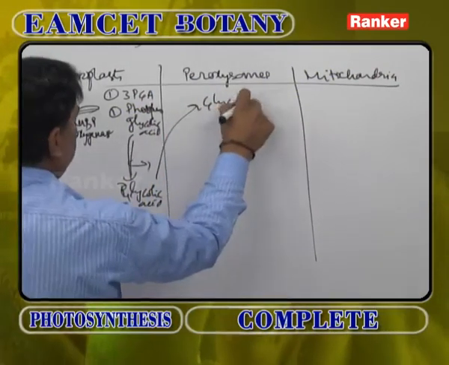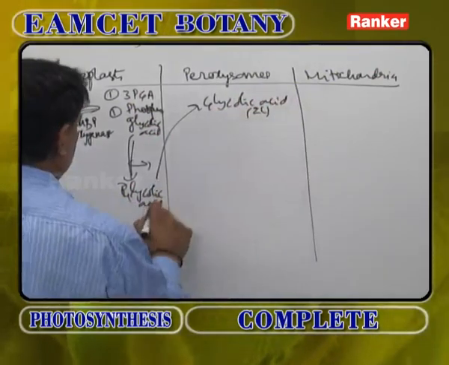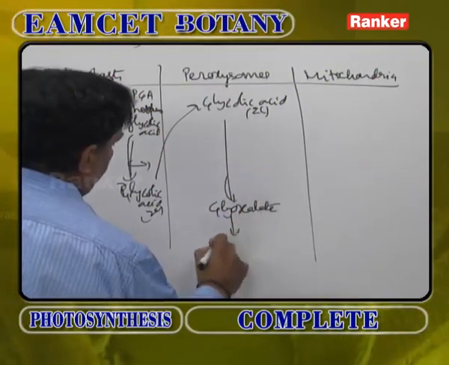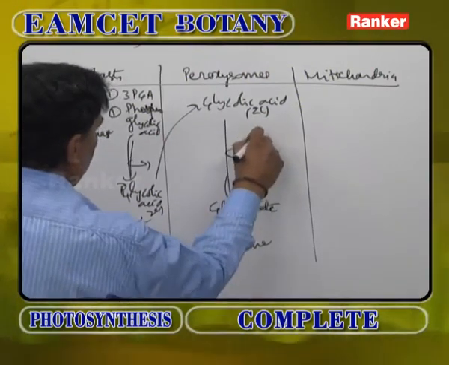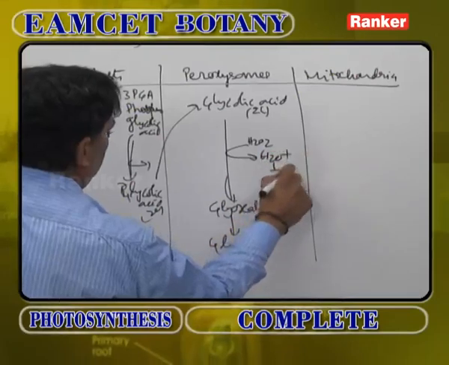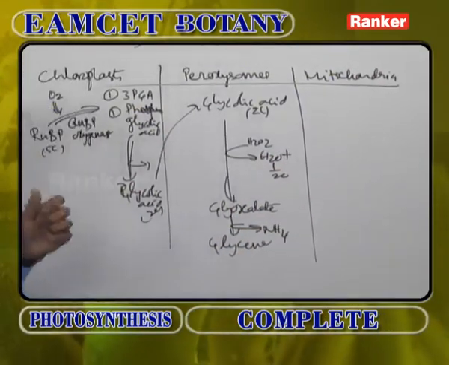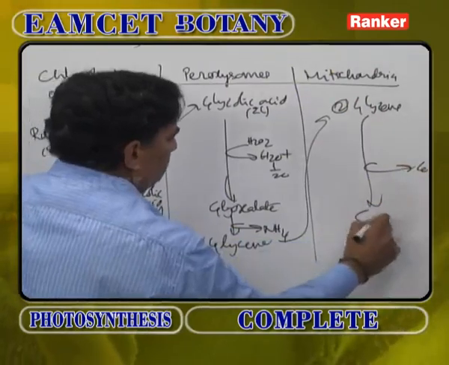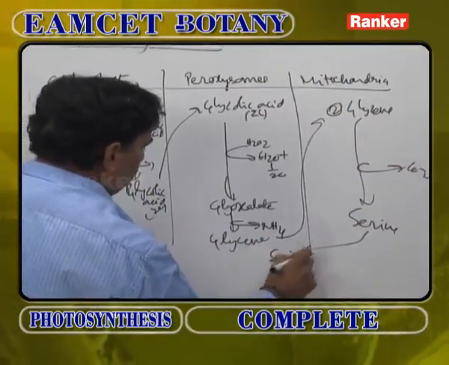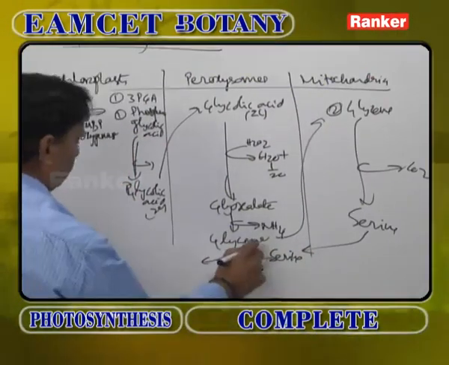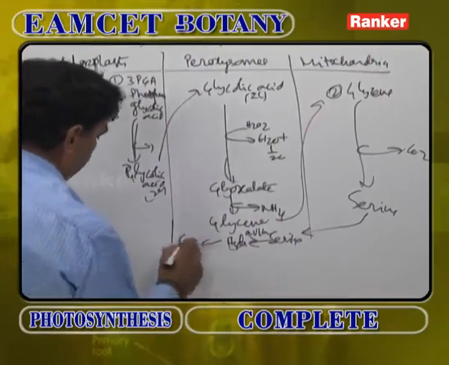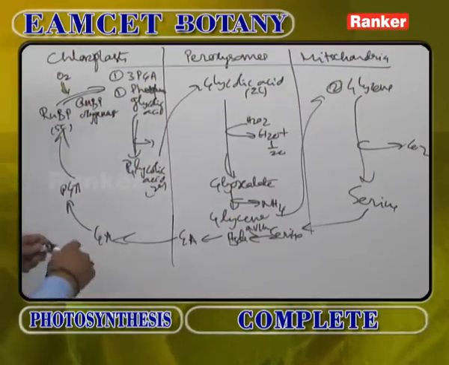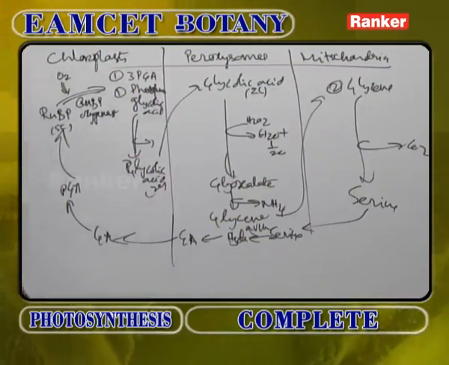Glycolic acid enters here and converts into glyoxylic acid. Glyoxylic acid becomes glycine. Here H2O2 is formed, which is broken down into H2O and half O2. Here deamination takes place. 2 molecules of glycine enter here, liberate carbon dioxide and form serine. Serine comes back here, becomes hydroxypyruvate by deamination. Hydroxypyruvate becomes glyceric acid. Glyceric acid enters here, converts into phosphoglyceric acid, which regenerates RuBP. So this is the actual C2 cycle or photorespiration.